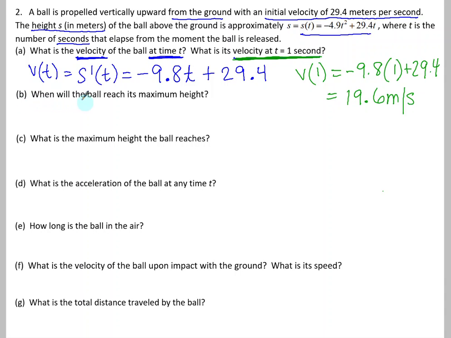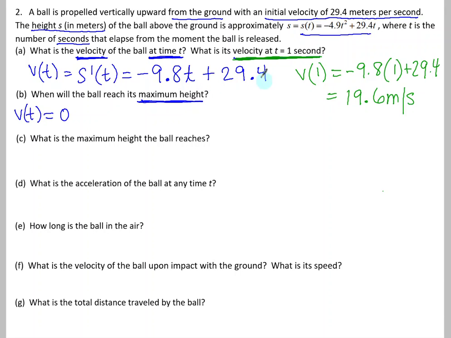B. When will the ball reach its maximum height? So if we think about what happens when a ball is thrown, when it gets to the top of its path, it's going to stop for an instant before it comes back down. Therefore, the velocity at that instant will be 0.